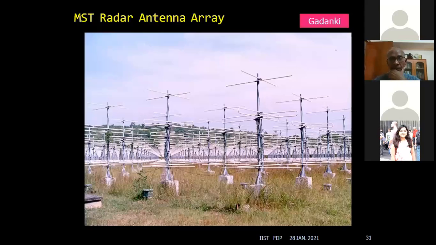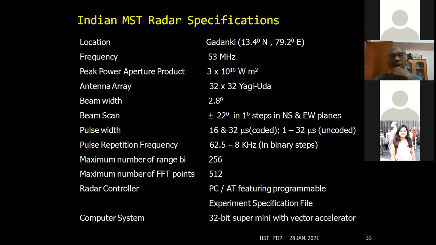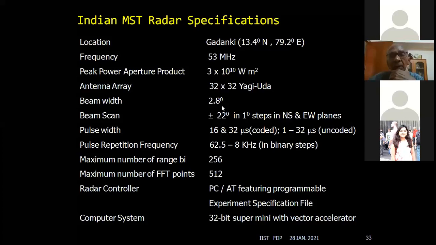It is a 32 by 32 Yagi antenna array, crossed Yagi antennas, 3-element Yagi antenna array. And these are the parameters of the radar: 53 megahertz radar, 32 by 32 Yagi antennas, and the beam width is roughly 3 degrees, located at Gadanki, a low latitude station.